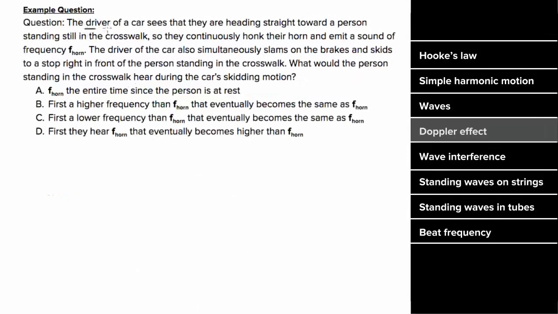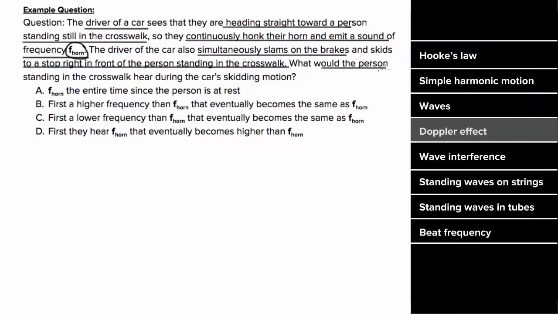So what's an example problem involving the Doppler effect look like? Let's say the driver of a car sees that they're heading straight toward a person standing still in the crosswalk. So the driver continuously honks their horn and emits a sound of frequency F horn. This is the frequency the horn plays when the car would be at rest. And the driver of the car also simultaneously slams on the brakes and skids to a stop right in front of the person standing in the crosswalk.